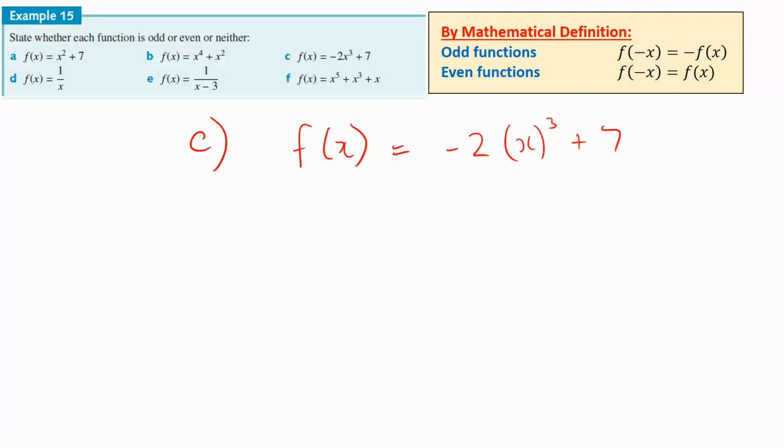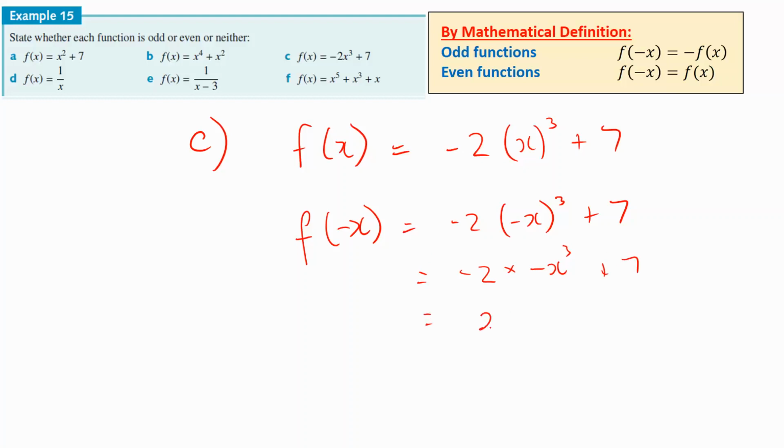Now, if you want to find if it's odd, even, or neither, test it. So how do you test it? We do f of negative x. We're going to substitute negative x in. So you've got negative 2, bracket, negative x, plus 7. Now this works out to be negative 2 times negative x cubed, because negative x to the power 3 is negative x cubed, plus 7. So now this works out to be positive 2x cubed plus 7.